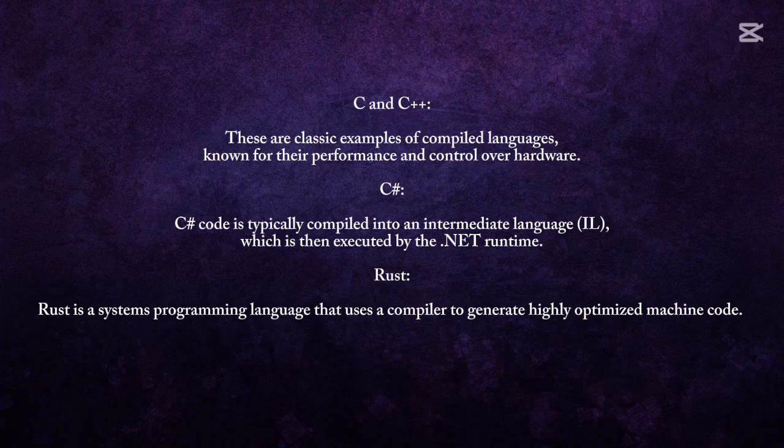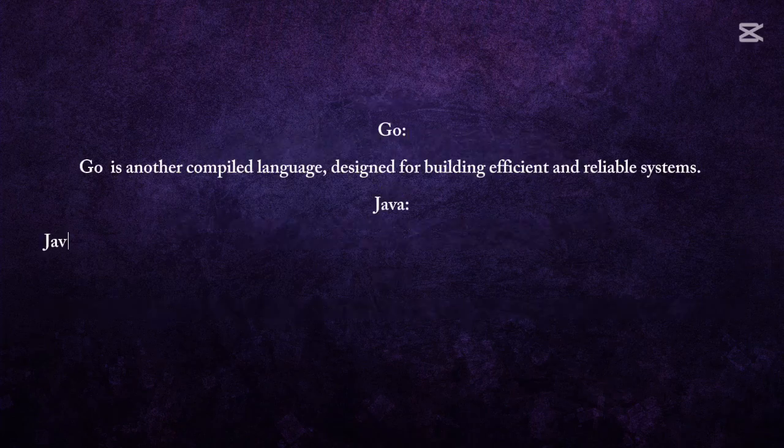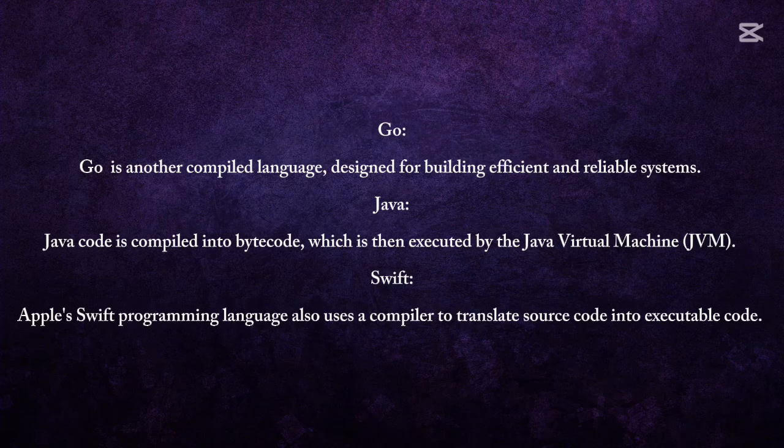C#. C# code is typically compiled into an intermediate language, IL, which is then executed by the .NET runtime. Rust. Rust is a systems programming language that uses a compiler to generate highly optimized machine code. Go. Go is another compiled language, designed for building efficient and reliable systems. Java. Java code is compiled into bytecode, which is then executed by the Java Virtual Machine, JVM. Swift. Apple's Swift programming language also uses a compiler to translate source code into executable code.